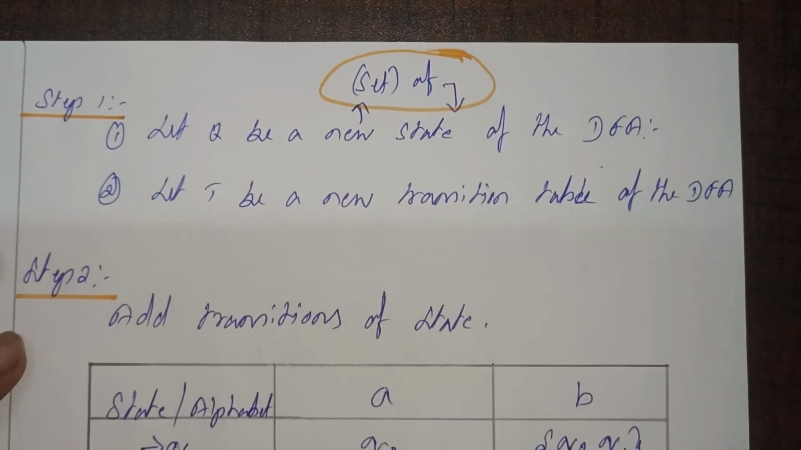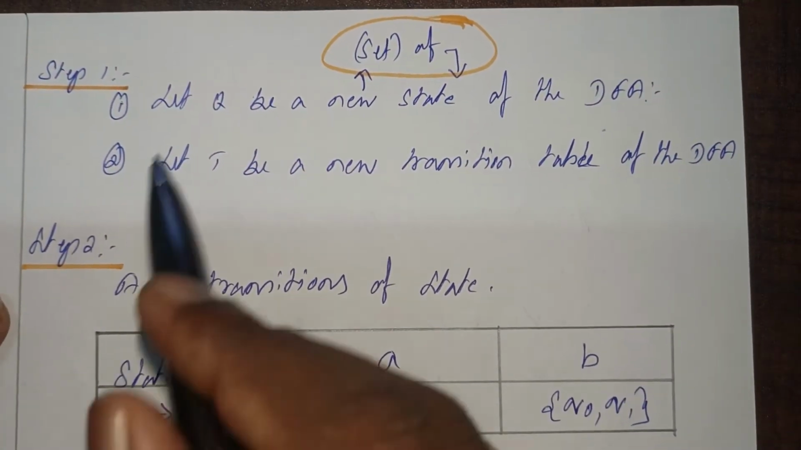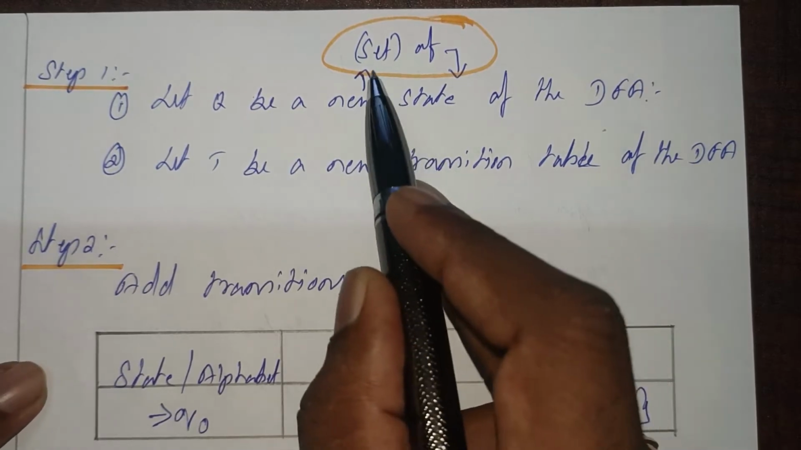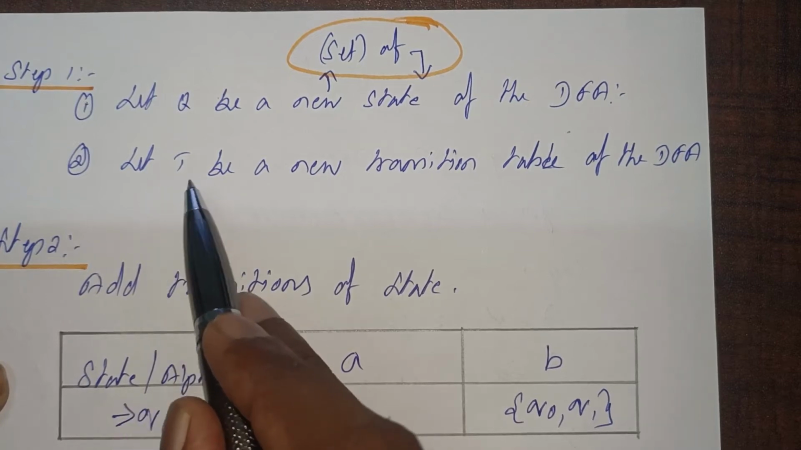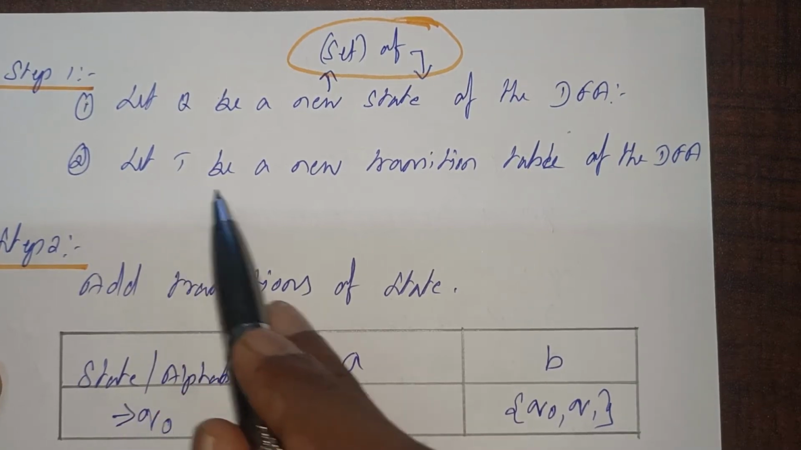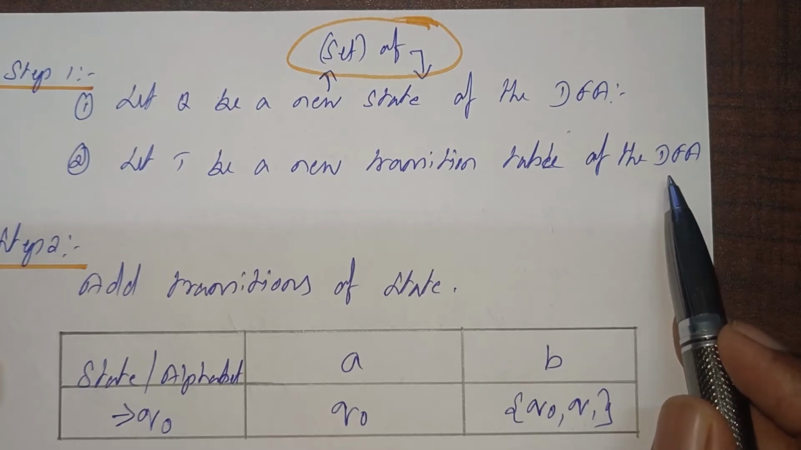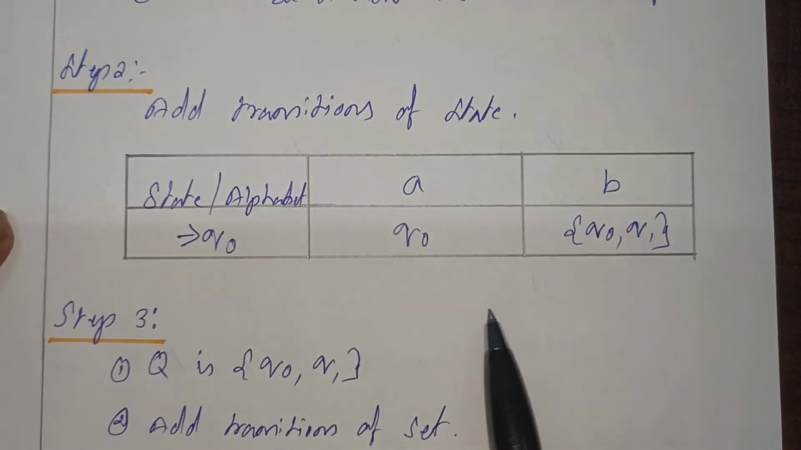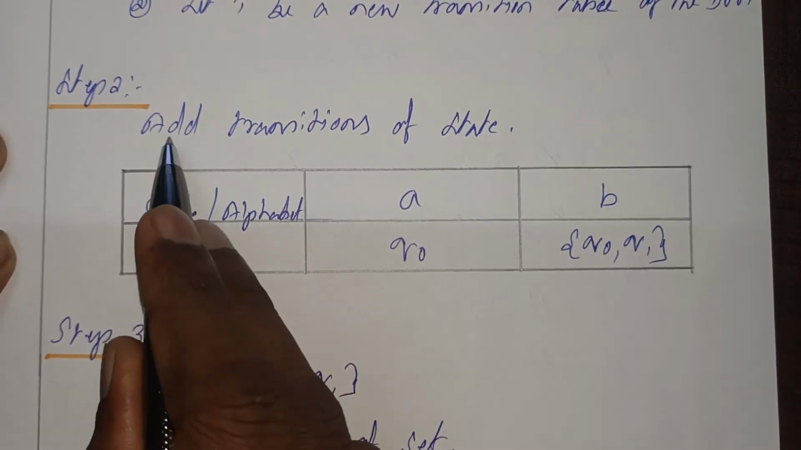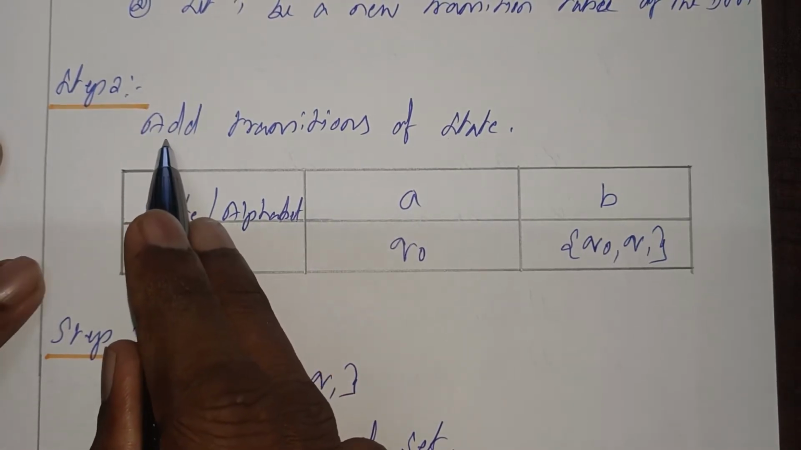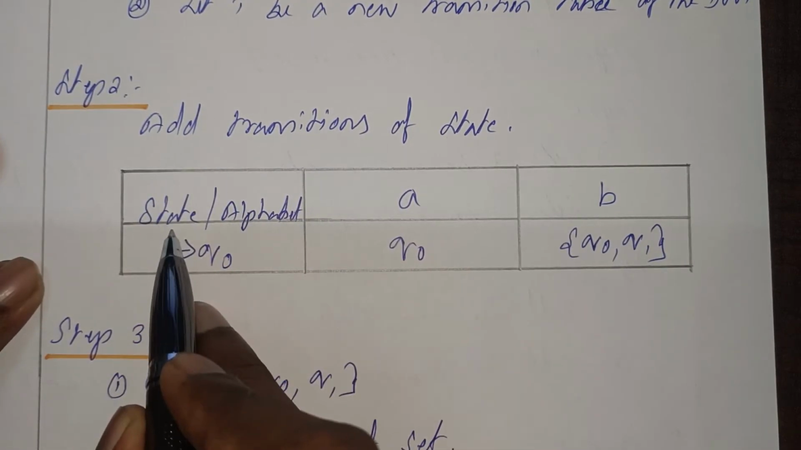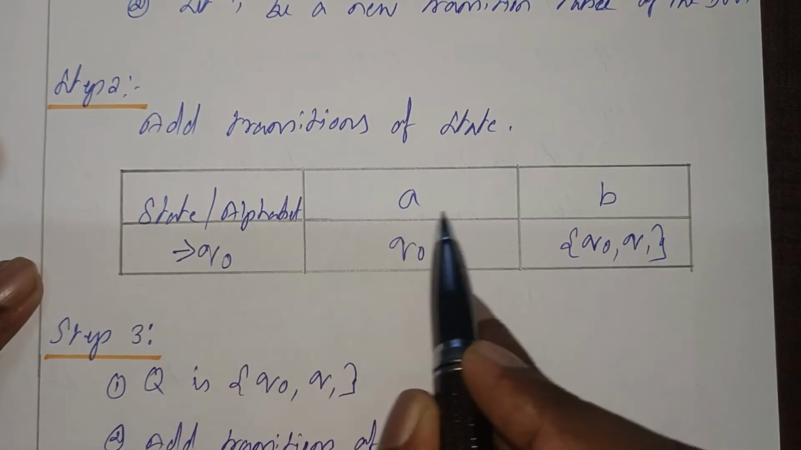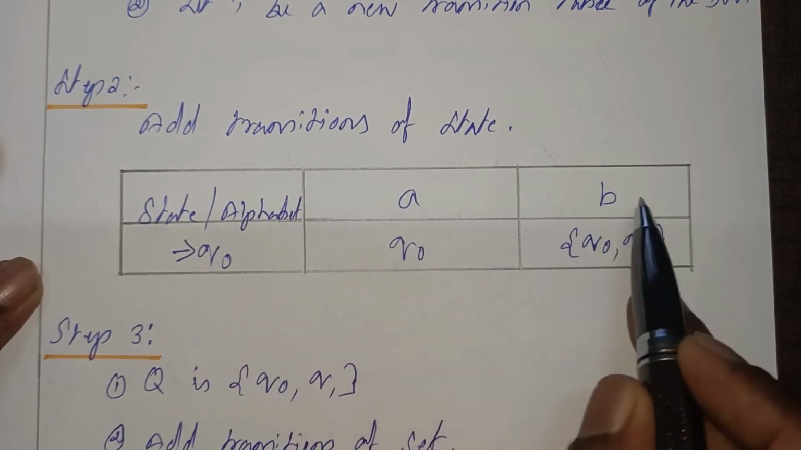So let me take you to the next step. This is step number 1. Now what are we supposed to do? Let Q be a new state, that is a set of states of a DFA. And second, as I already told you, we are going to construct a new transition table which defines our conversion into DFA. Now again, let me show you step number 2. Step number 2 is about adding transitions of states. The states we have already represented, and the alphabet, or we can call it input, is A and B.